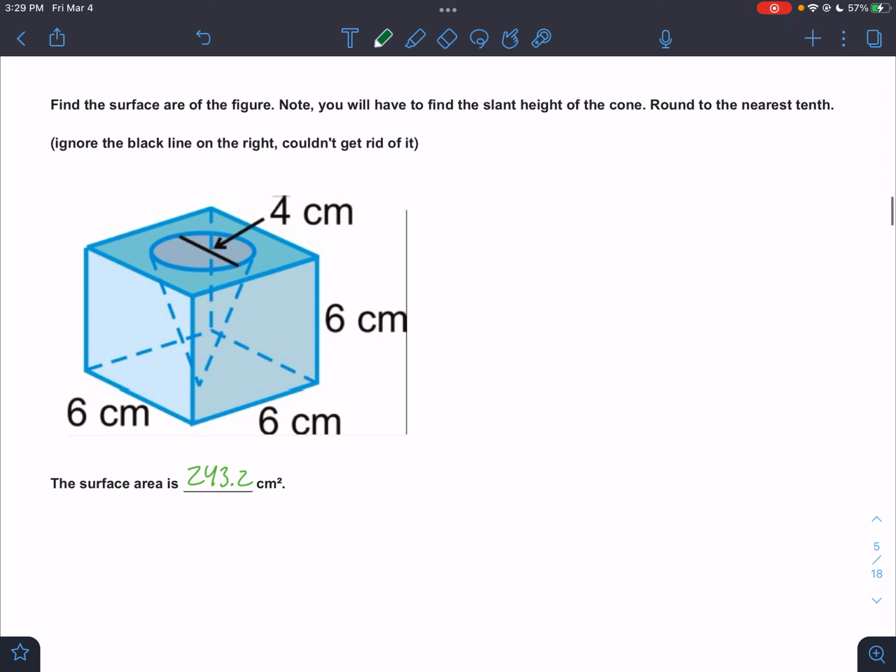Find the surface area of the figure. Note you will have to find the slant height of the cone. Round to the nearest tenth. Ignore the black line on the right. Couldn't get rid of it. All right, so we have a cube, 6 by 6 by 6, and we're talking about surface area. We have a cone cut out of the cube.